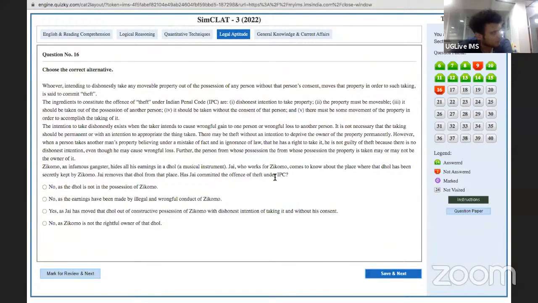Constructive possession क्या हो सकता है? Constructive possession मतलब of course he had an authority over where he had kept the ढोल, right? Not in the possession, मतलब ये जरूरी नहीं है कि tangible possession में रहे, right? Even constructive possession will work, right? So of course the answer will be C.